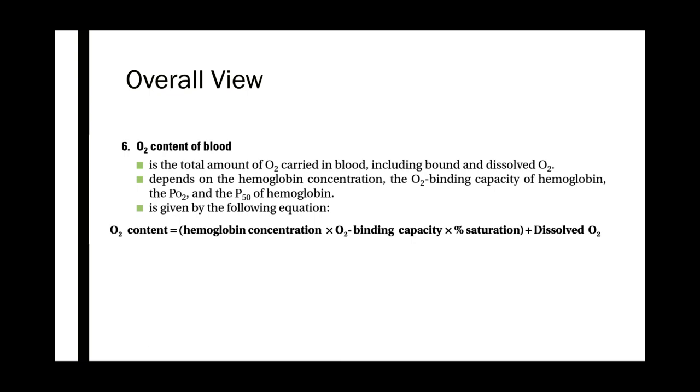Just for a big picture concept, the total O2 content of the blood, which includes bound and dissolved, is the total amount of oxygen carried in the blood. It depends, as you can imagine, mostly on hemoglobin concentration, but also on the oxygen binding capacity of hemoglobin, the partial pressure of oxygen, and the P50 of hemoglobin, which we talked about the other day. So the formula is heavily dependent on hemoglobin.